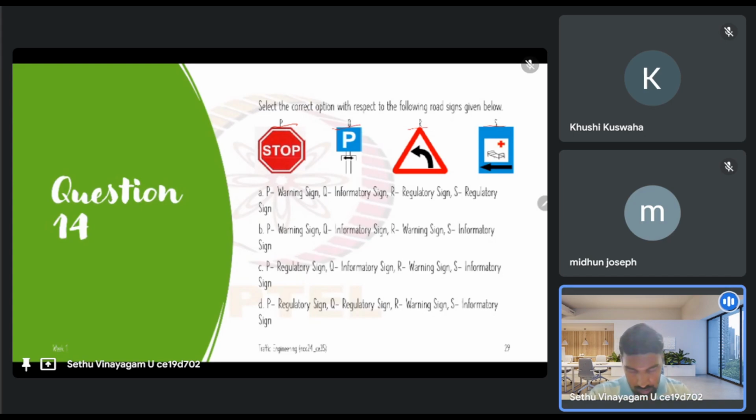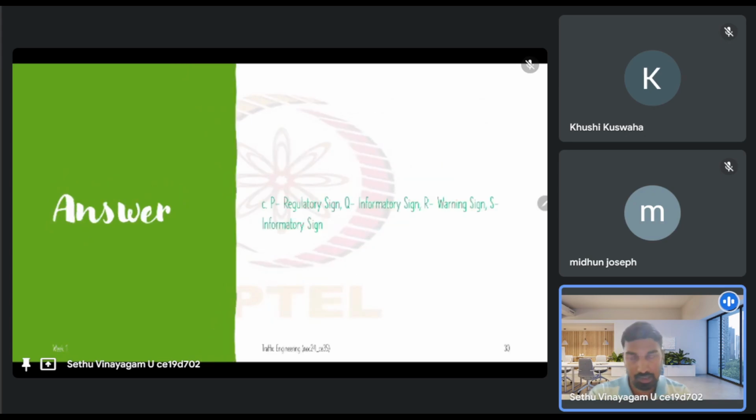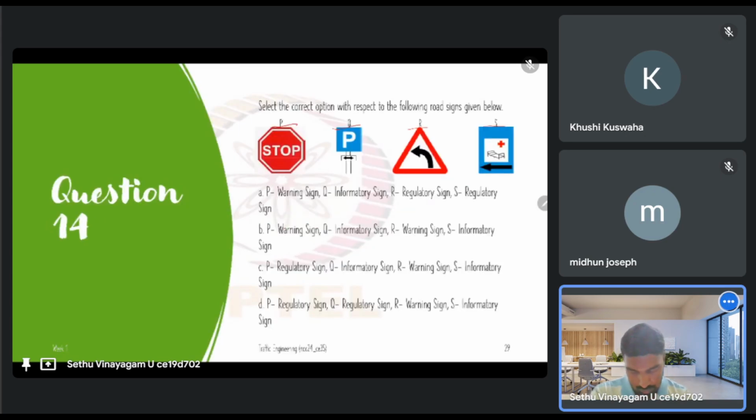Okay, so the right option is option C. P is regulatory, because a stop sign is a regulatory sign. We had regulatory, warning, and informatory as the three categories. Regulatory means it implies a law, and therefore a violation of it is a legal offense.